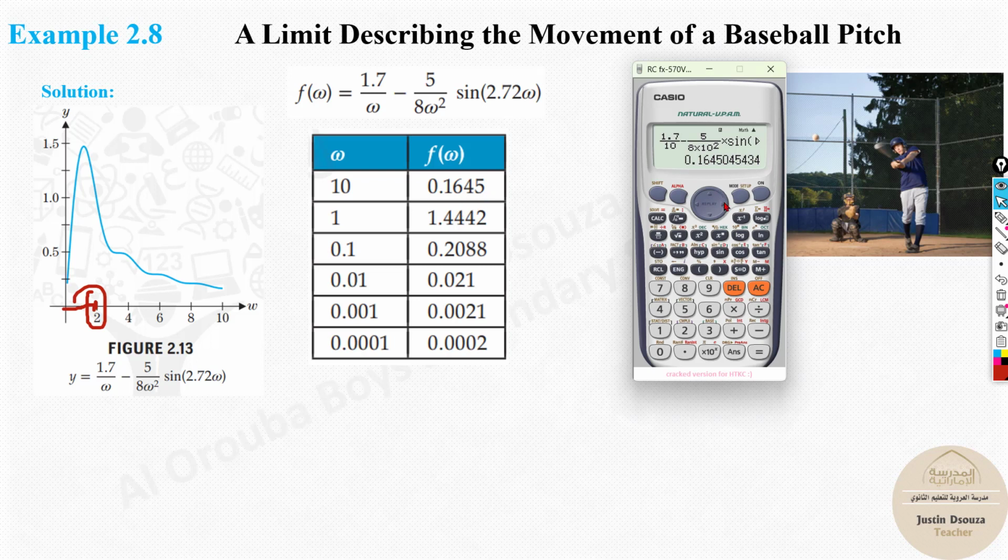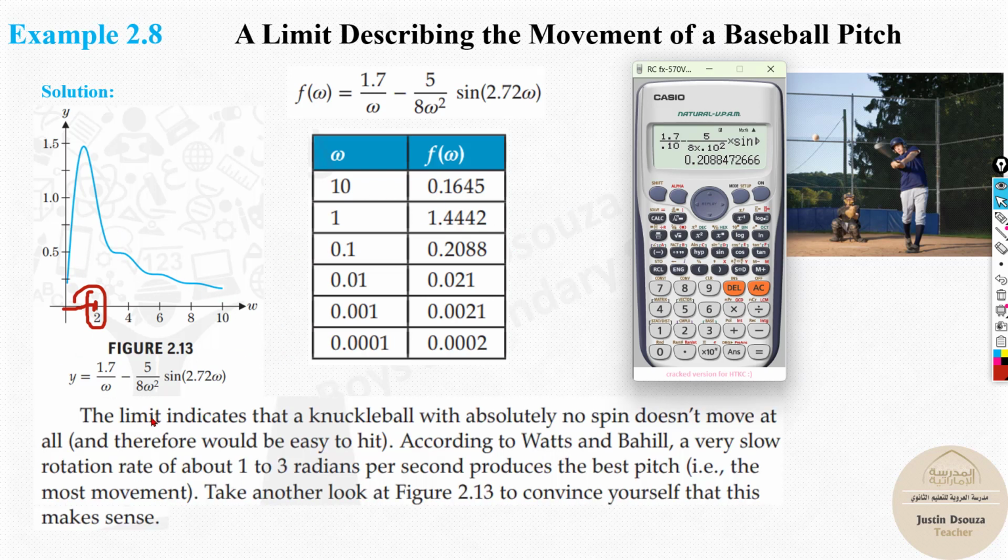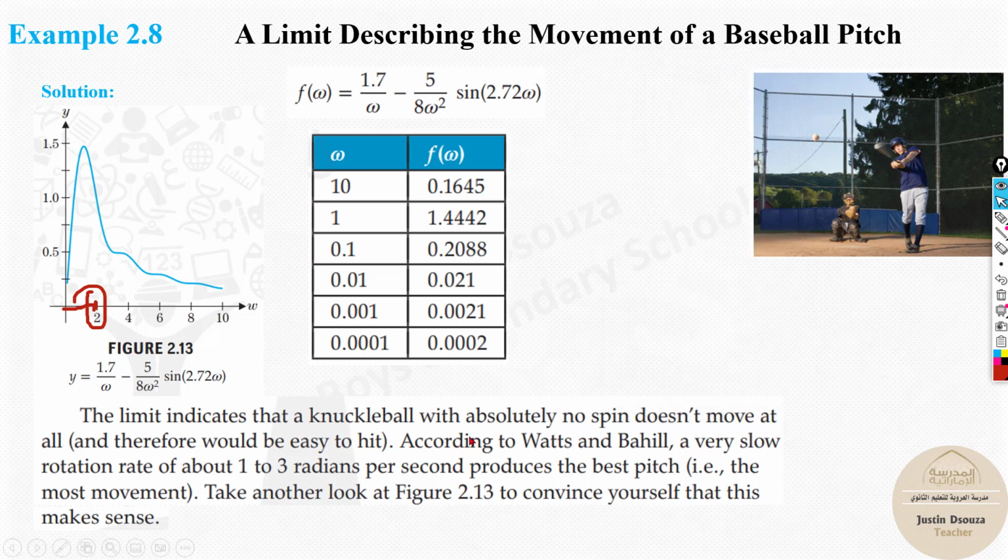This is the answer. In the same way, if I change it to 0.1, it's going to be 0.1 into 0.1. Now you can see it is 0.288 and so on. So as you vary, as the speed increases, this reduces. Now what it says is the limit indicates that a knuckleball with absolutely no spin does not move. As you go to 0, if there is no spin to the knuckleball, the movement up or down just doesn't happen.